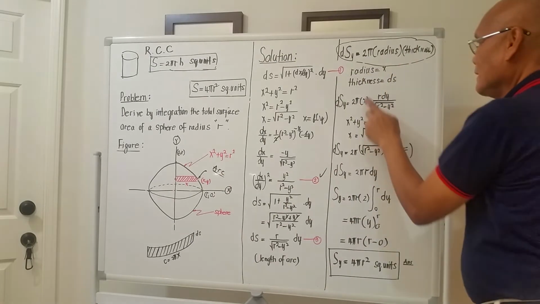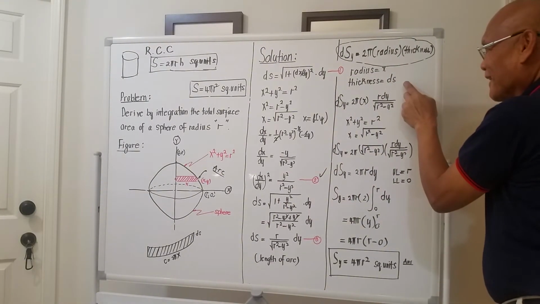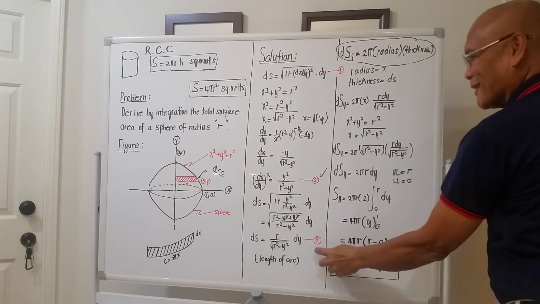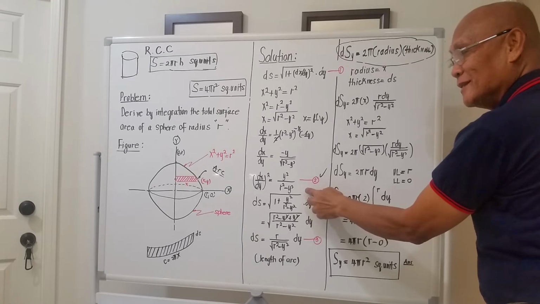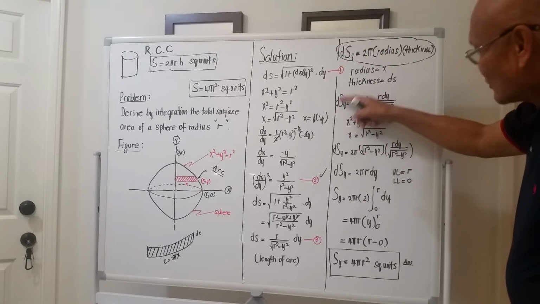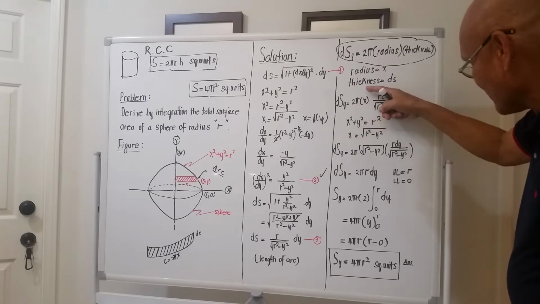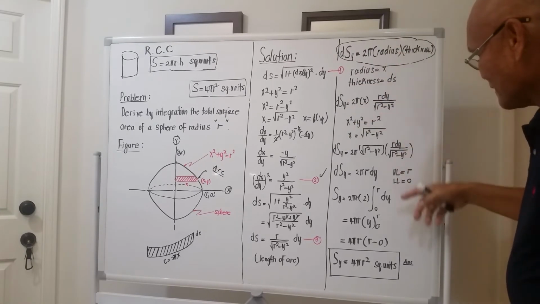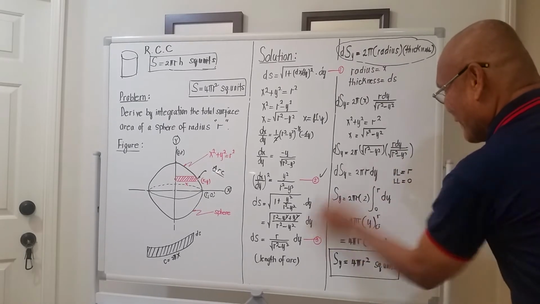Radius is x. Thickness is ds. And what is ds? ds is actually formula number 3, the one we derived using equation number 1 and number 2. Okay? So I place it here. Differential total surface area with respect to the y-axis equal to 2 pi times x times thickness. Thickness is equation number 3. So I could go back here, I place it in.